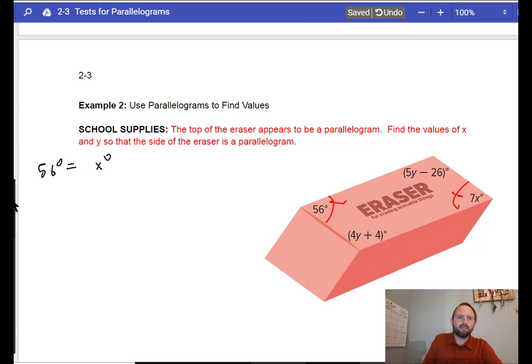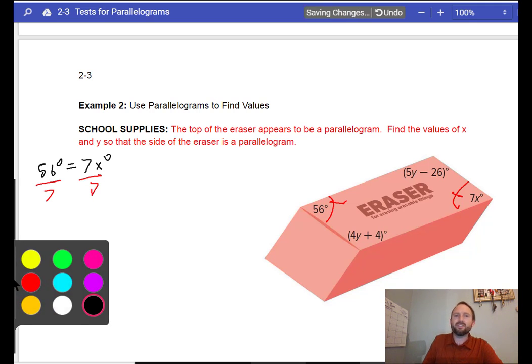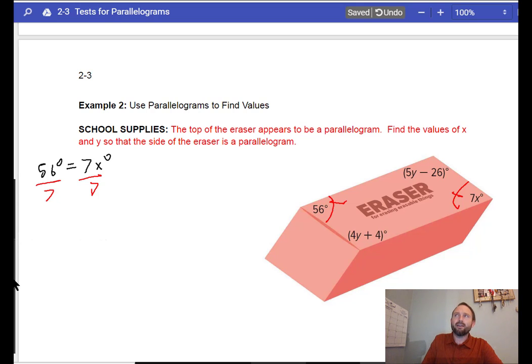All right, well, what's the opposite of times 7? That'd be divide by 7. So we're going to use the division property of equality. And 56 divided by 7 is 8. So 8 equals x. Okay, find the values of x.